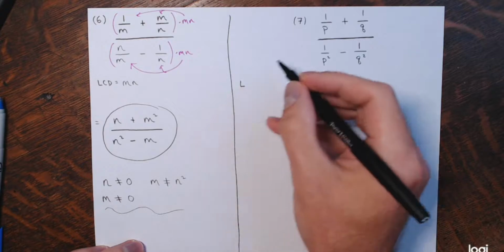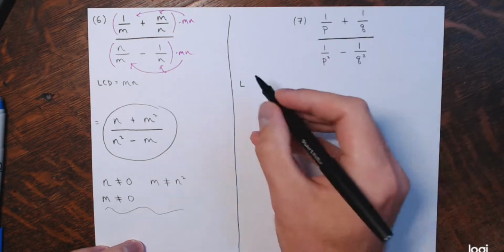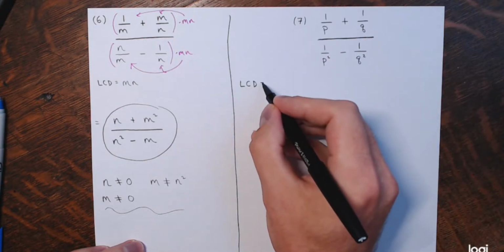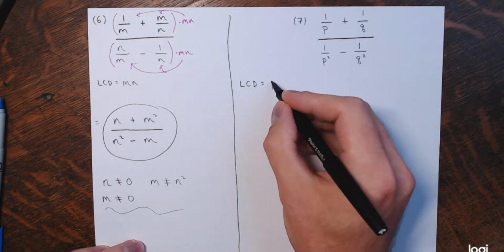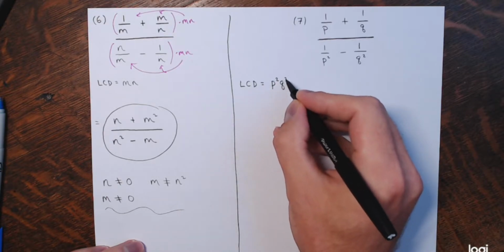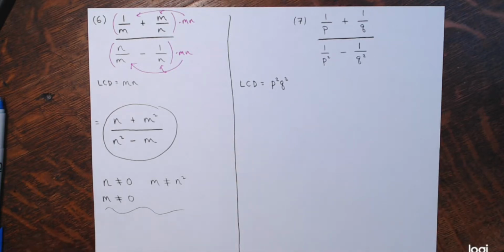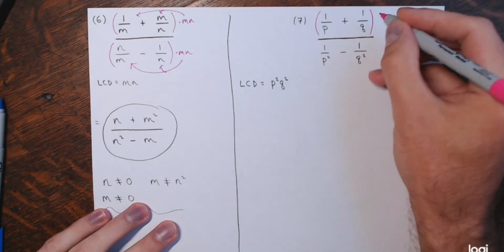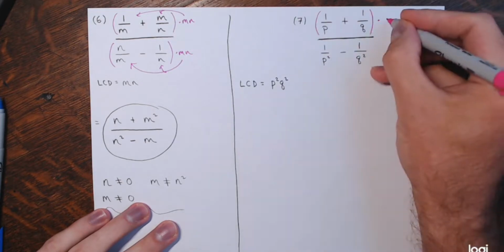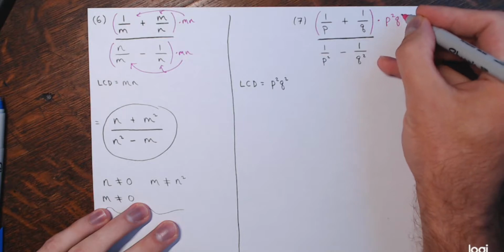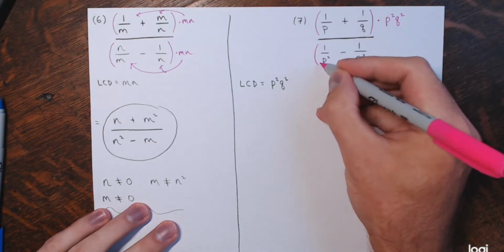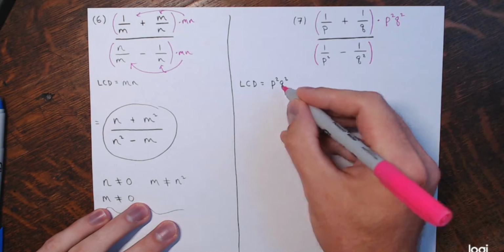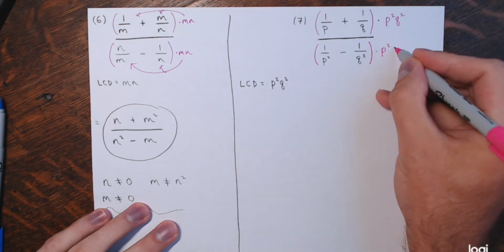And all these little denominators are already factored completely, so I'm hoping you see that the LCD is p squared times q squared. And I'm not going to go into all the details of finding LCDs every single time. I'm assuming you know how to find the least common multiple of some expressions, of denominators. So then I take the entire numerator, multiply by the LCD, p squared q squared. Take the entire denominator, multiply by the LCD, p squared q squared.